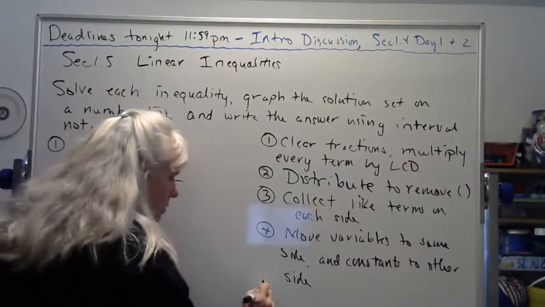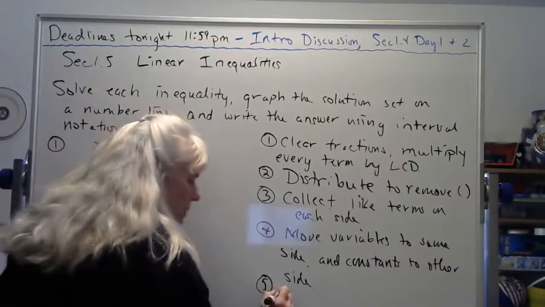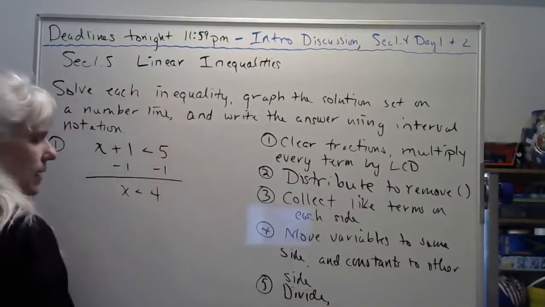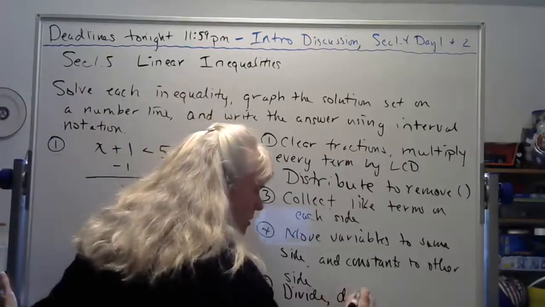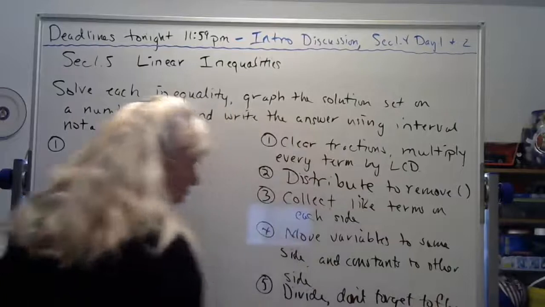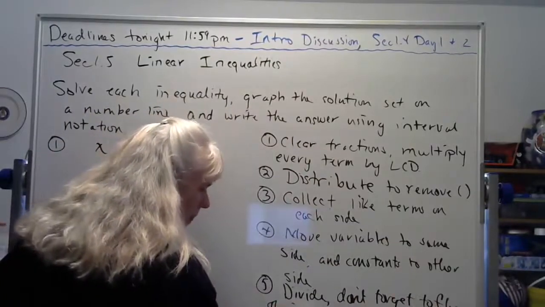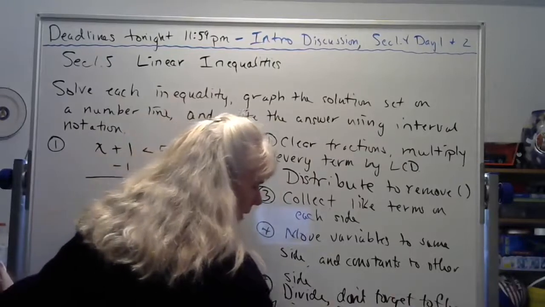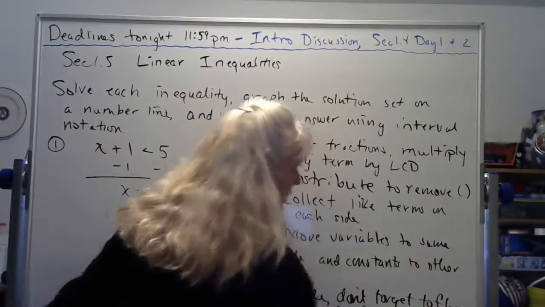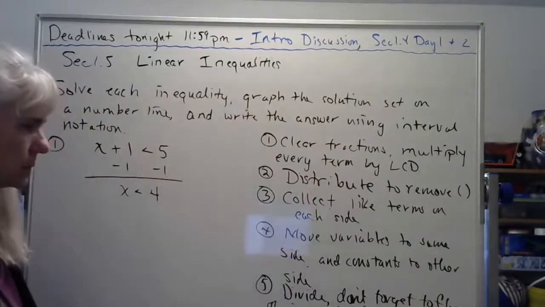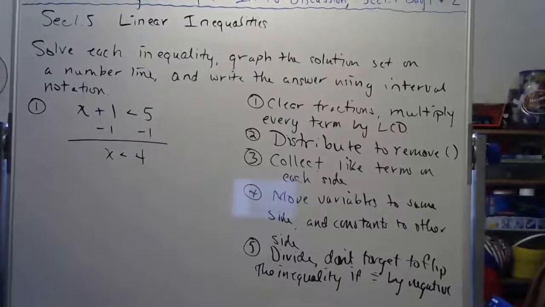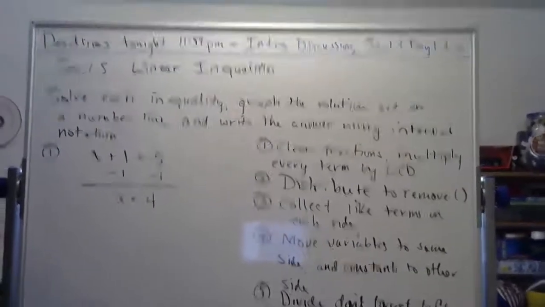I see that I'm running out of room again, so I'll try to write it kind of smaller. Step 5, the last step, is usually to divide both sides. So if we had a coefficient, we would have to divide that out. The one thing you want to make sure you remember is don't forget to flip the inequality if you divide by a negative. That's one of those quirks. That's why they usually put these in a section by themselves. So don't forget to flip the inequality if you're dividing by a negative.